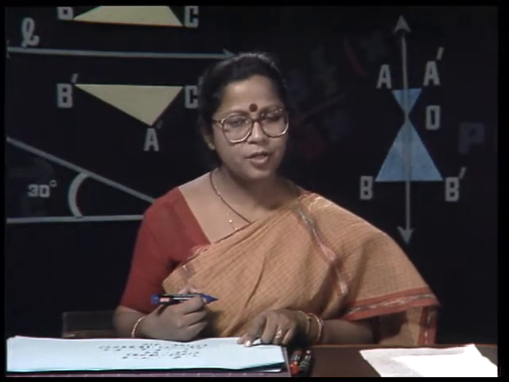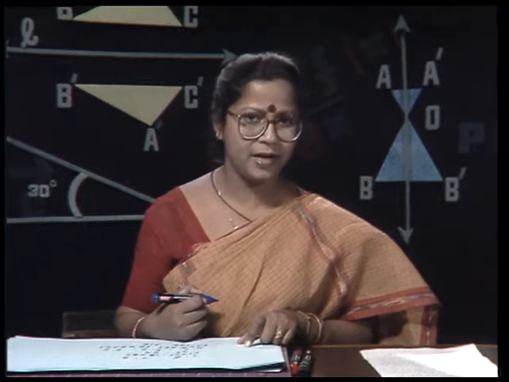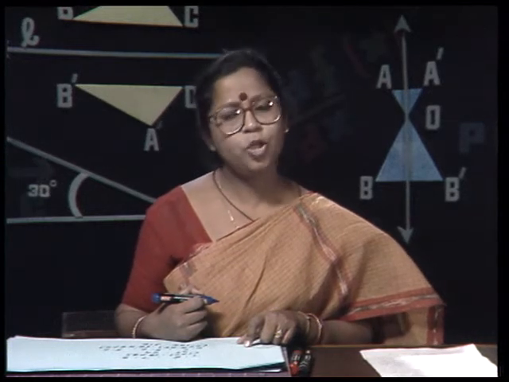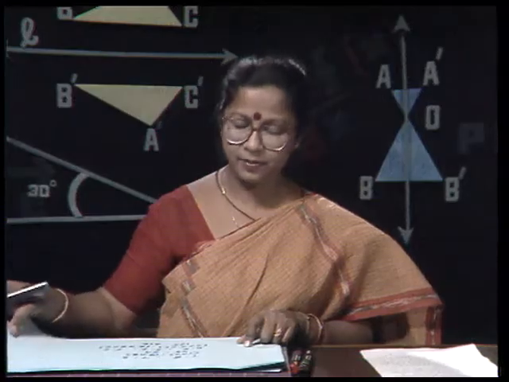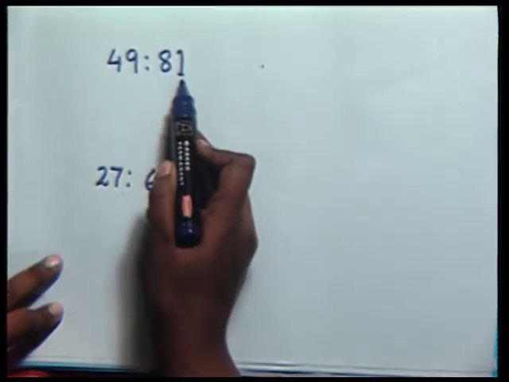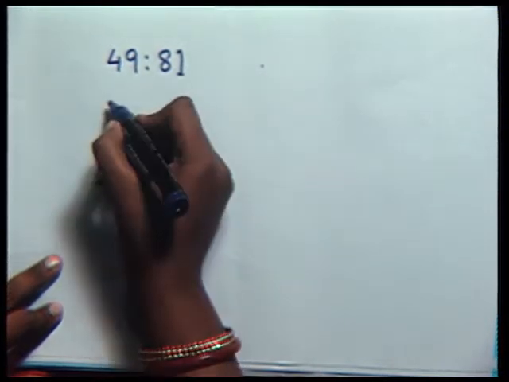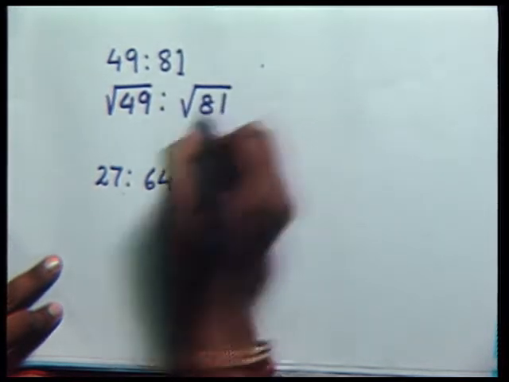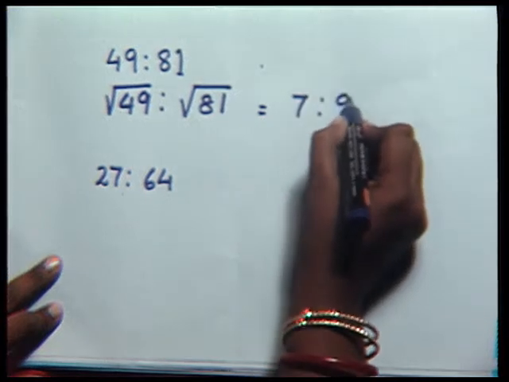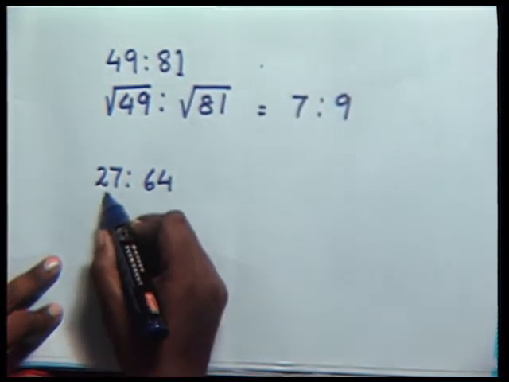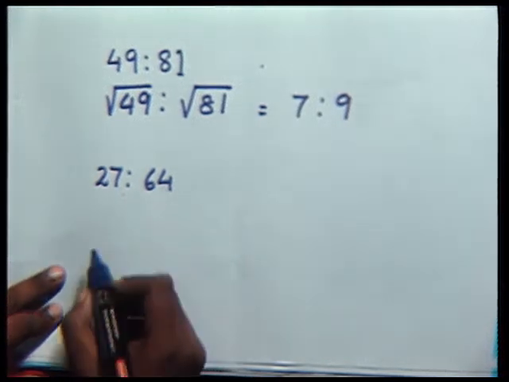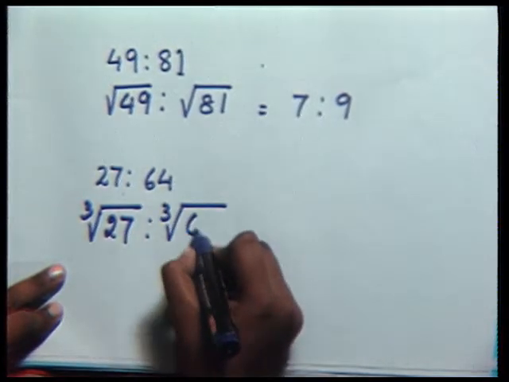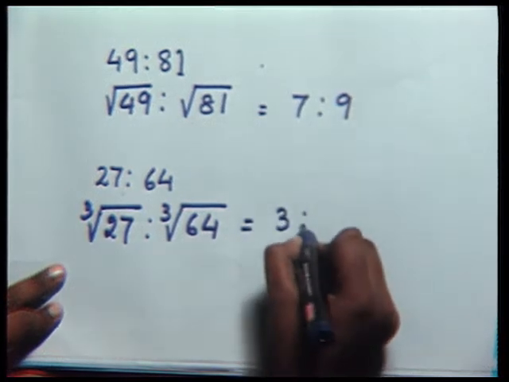On the other hand, for a given ratio A is to B, its subduplicate ratio is defined as square root of A is to square root of B, and subtriplicate ratio is defined as cube root of A is to cube root of B. For example, for a given ratio 49 is to 81, its subduplicate ratio will be square root of 49 is to square root of 81, which is equal to 7 is to 9. And for the given ratio 27 is to 64, its subtriplicate ratio is defined as cube root of 27 is to cube root of 64, which is 3 is to 4.